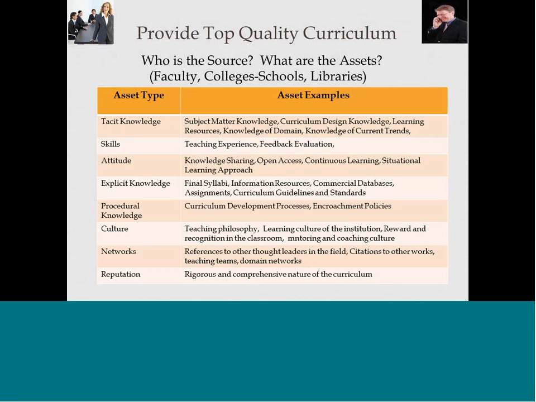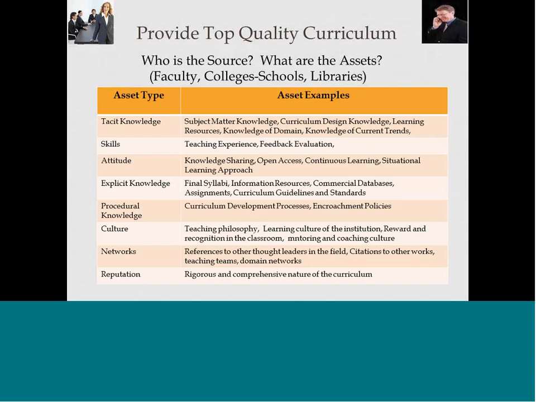What do we mean by tacit knowledge here? Well, we would have to have the subject matter knowledge of the faculty, a knowledge of curriculum design, learning resources, knowledge of the general domain, and knowledge of current trends in the domain. So it's not just book knowledge, but it's experiential knowledge, and knowledge of current trends. The skills that are required: obviously, we have to have some teaching experience. We have to be able to evaluate feedback, because that's what we use to improve the curriculum or to keep it up to date.